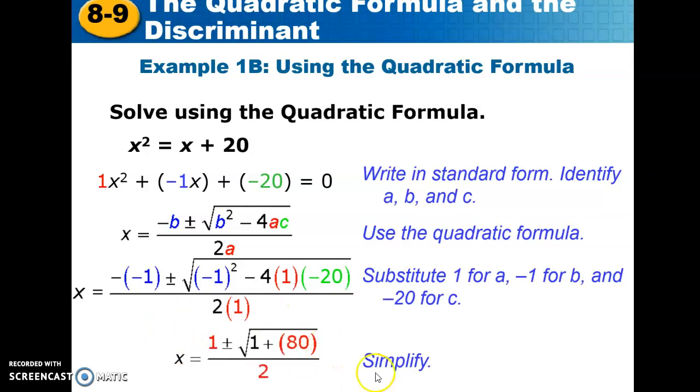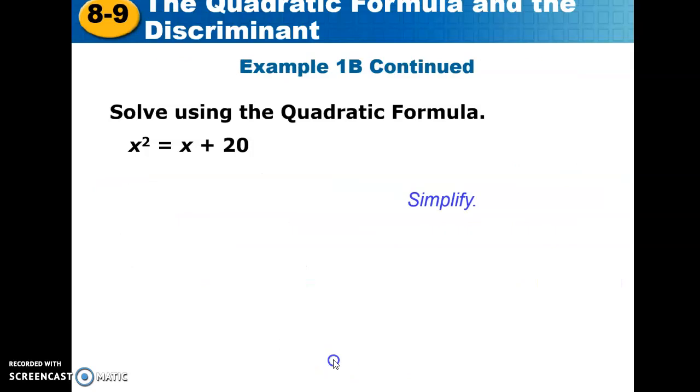All right, so when we reduce all this, we get 1 plus or minus the square root of 1 plus 80, over 2. And 80 plus 1 is 81. That works out nice, doesn't it? Because it's a square root, a perfect square. So we have 1 plus or minus the square root of 81 over 2, which simplifies into 1 plus or minus 9 over 2, because the square root of 81 is 9.